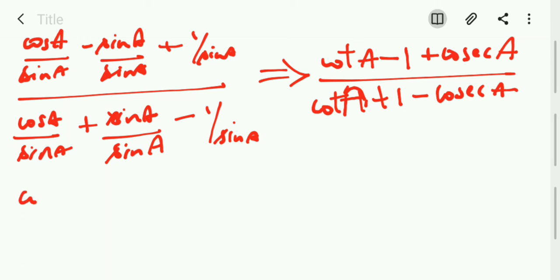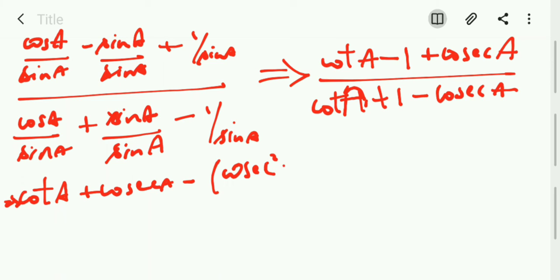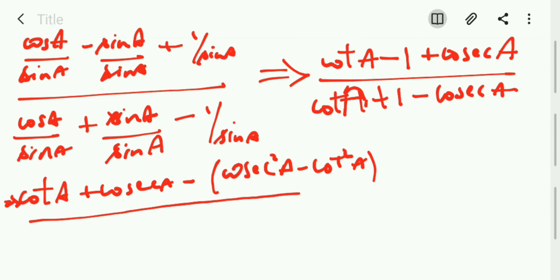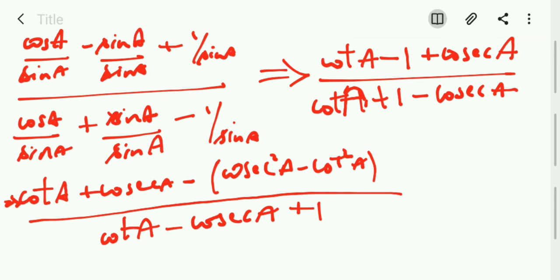Now how can I write this, guys? Can I write it as cot A plus cosecant A minus, now what is this 1? In the question itself they said you need to use the identity, that is 1 plus cot square theta is equal to cosecant square theta. Now if I require the value of 1, shall I write it as cosecant square A minus cot square A? Can I do this? Whole divided by cot A minus cosecant A plus 1.